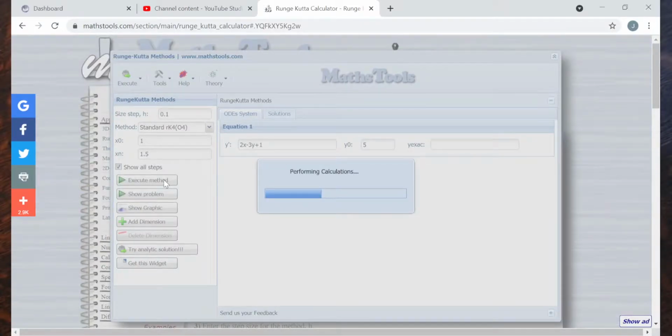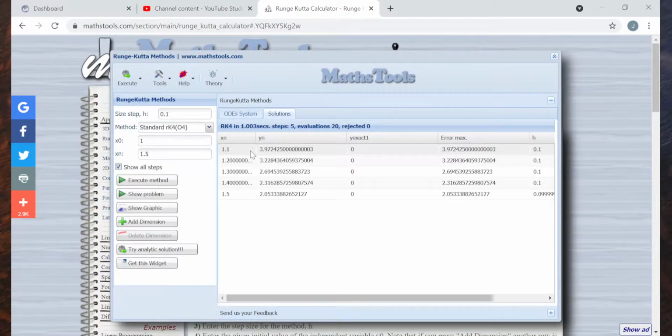It performs the calculations and brings up a table where it shows you each step. Now remember just a second ago, the value of y at 1.1 we said was approximately 3.972425. That's exactly what I got on my paper earlier. Let me bring that up again.